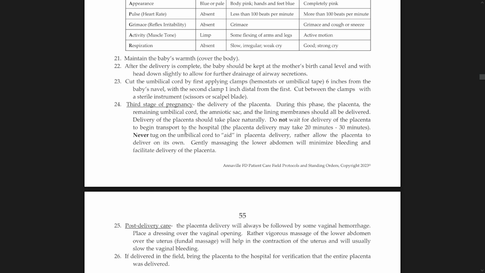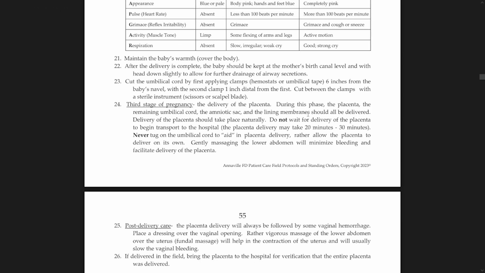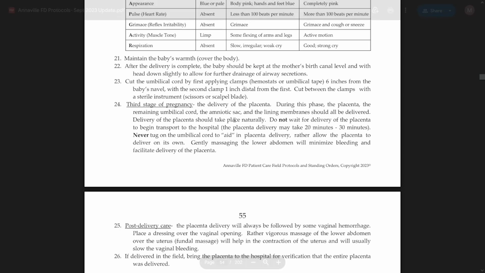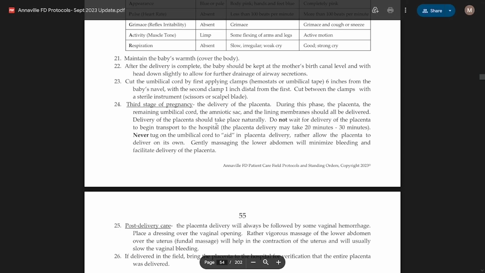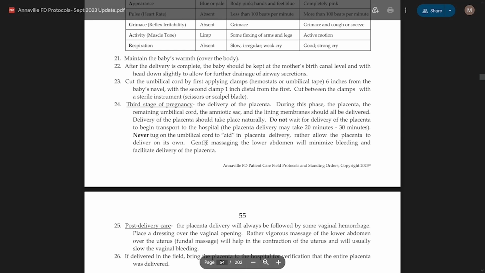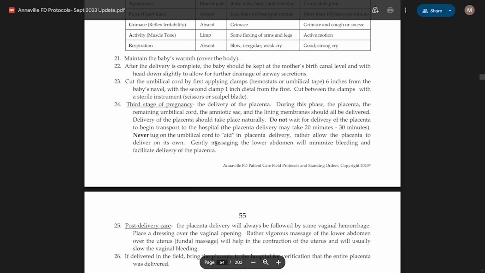For the third stage of pregnancy, the delivery of the placenta. During this phase, the placenta, the remaining umbilical cord, the amniotic sac, and the lining membranes should all be delivered. Delivery of the placenta should take place naturally, but do not wait for the delivery of the placenta to begin transport to the hospital. It may take 20 to 30 minutes. Never tug on the umbilical cord to aid in placental delivery. Rather allow the placenta to deliver on its own.